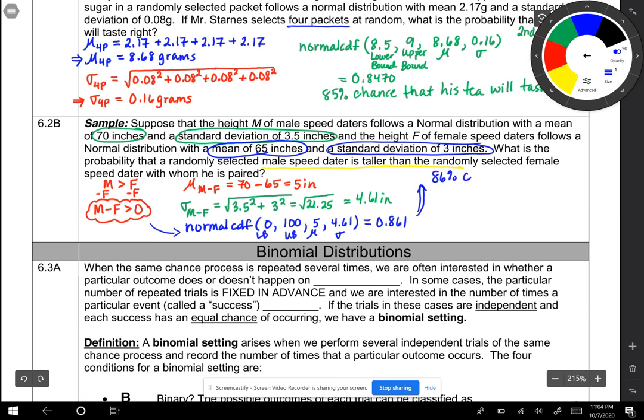86% chance that a male speed dater is taller than the female.